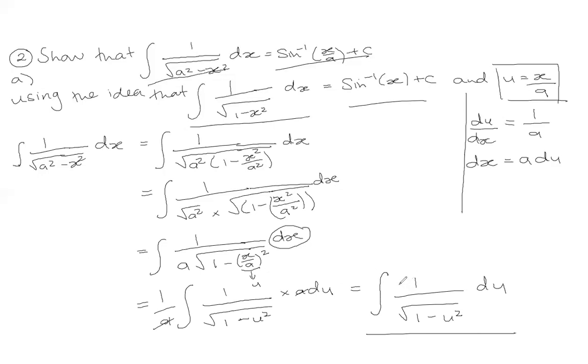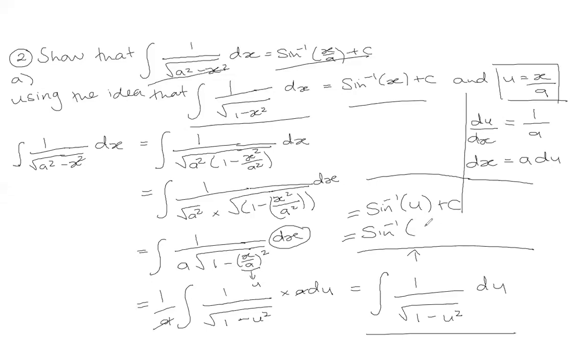Just to avoid me having to erase this page, I'll do the rest of the answer up here. It's a little bit messy, but using this idea, that is equal to sine inverse of u plus C, right? Here we have an x, so it's sine inverse of x, but here we have a u, so it'll be sine inverse of u. Don't forget the plus C. Then we can't leave our answer in terms of u, so we replace what we took for u back into the question to get our final answer. All right, so we've shown that we can start with this and end up with this. So that's how you do this question.